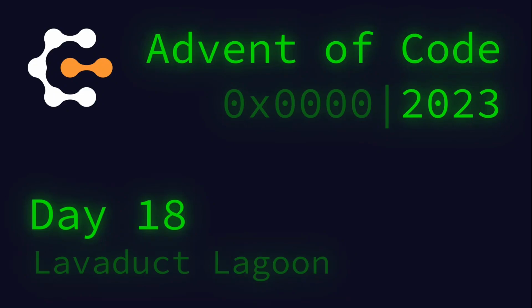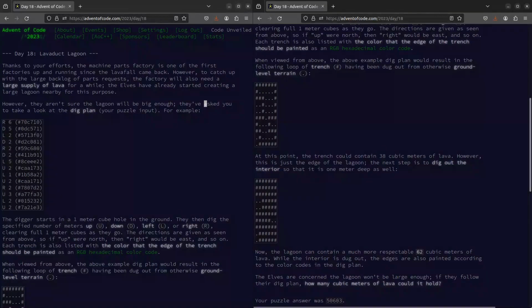I'm going to show you 25 lines of Python code which solve it in 50 milliseconds using a math formula. Let's dive in. We are given a dig plan for a lava lagoon. How many cubic meters of lava could it hold?